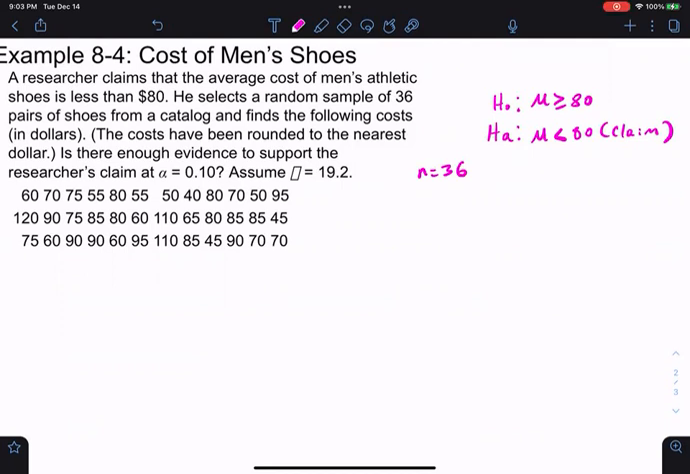He selects a random sample of 36 pairs of shoes from a catalog and finds the following costs in dollars. The costs have been rounded to the nearest dollar. So is there enough evidence to support the researcher's claim? The significance level is 0.10. Assume that sigma is 19.2, the population standard deviation, right?